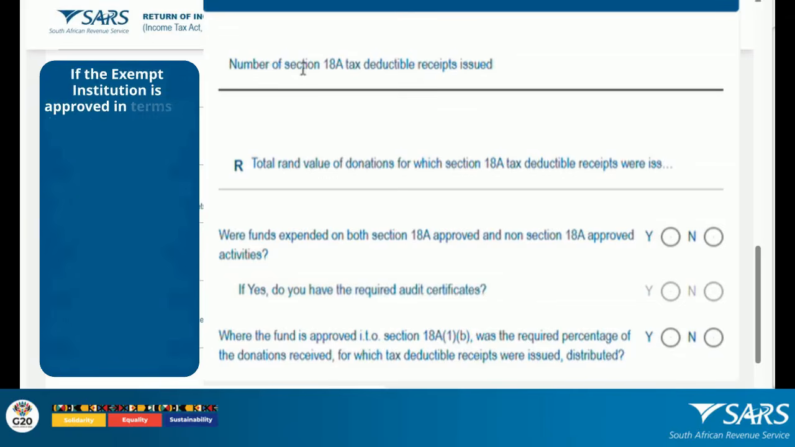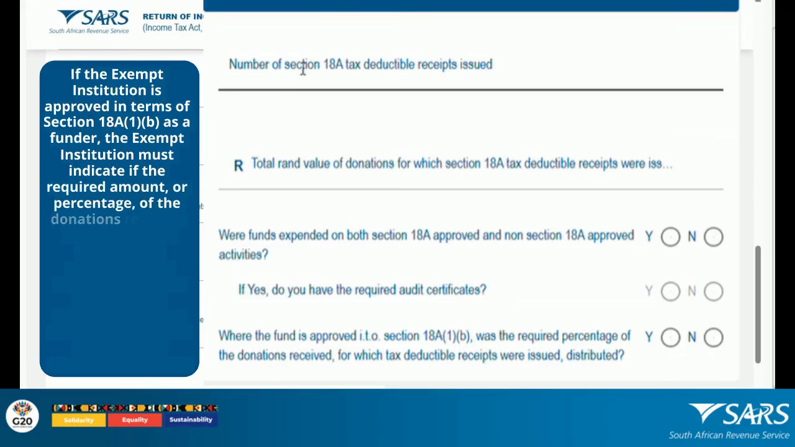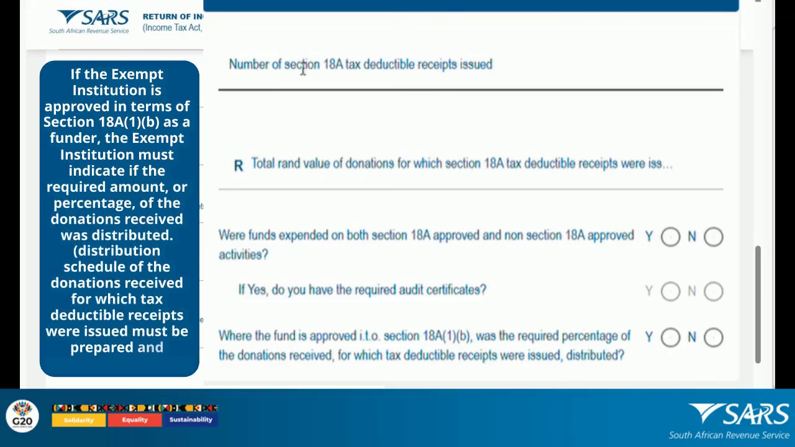If the exempt institution is approved in terms of Section 18A, 1b, as a funder, the exempt institution must indicate if the required amount or percentage of the donations received was distributed. Distribution schedule of the donations received for which tax-deductible receipts were issued must be prepared and retained for 5 years.